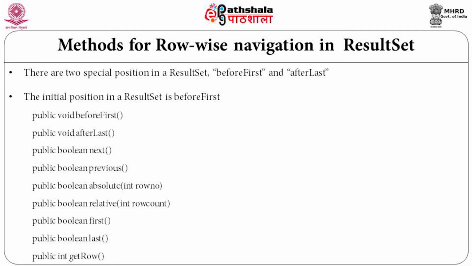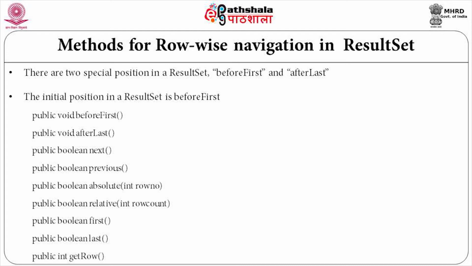What happens if I give a negative value to the absolute method? You can also give a negative value. If I say absolute -3, it takes me to the third row from the last. So negative values take you to the row number from the bottom, in the opposite direction. That way you can use the absolute method to move to any specific row by row number, from the beginning or from the end by giving a negative value. The relative method moves forward or backward from your current position by giving a positive or negative value. So we have absolute and relative that can take you to any row.